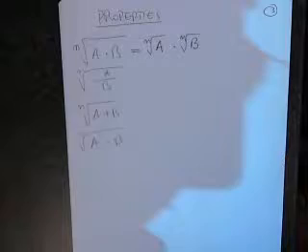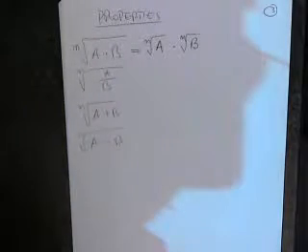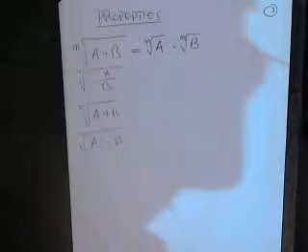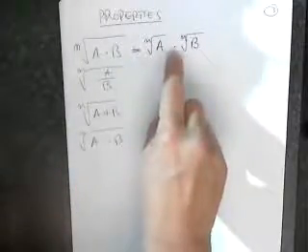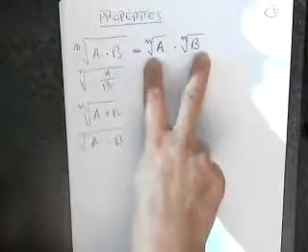No, this is not a distribution. Yes, as long as it's multiplication. Yes, absolutely. So this is not a distributive law. I'm not distributing the radical or anything like that. I'm just saying the nth root of A times B is the same as the product of the nth root of A times the nth root of B.